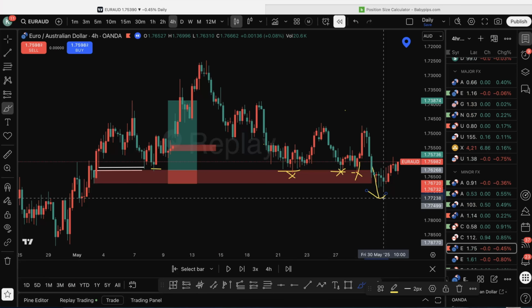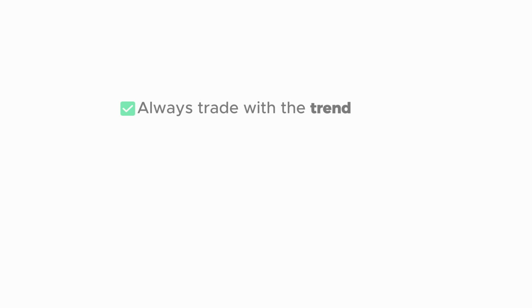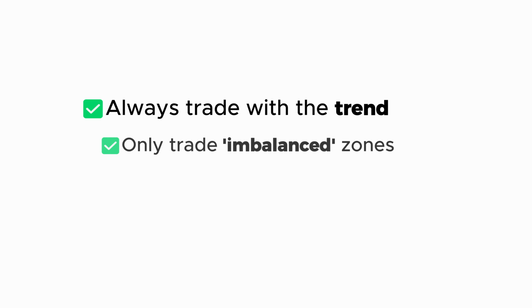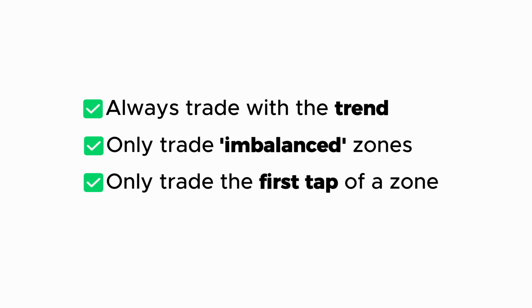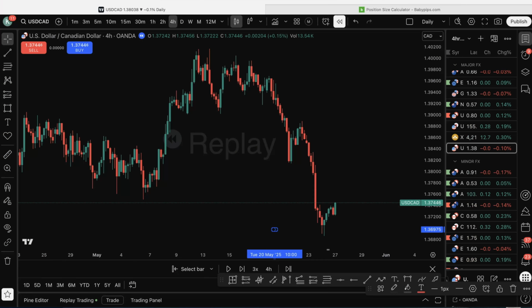So crucial tips to remember when trading supply and demand. Always trade in line with the trend. Only trade imbalance zones. So any zones that aren't imbalanced are not worth trading. And only trade the first tap of a zone. If a zone has been hit 3, 4, 5 times, do not trade it. It will likely break. Now that we've covered all of that, I want to talk about different zones.